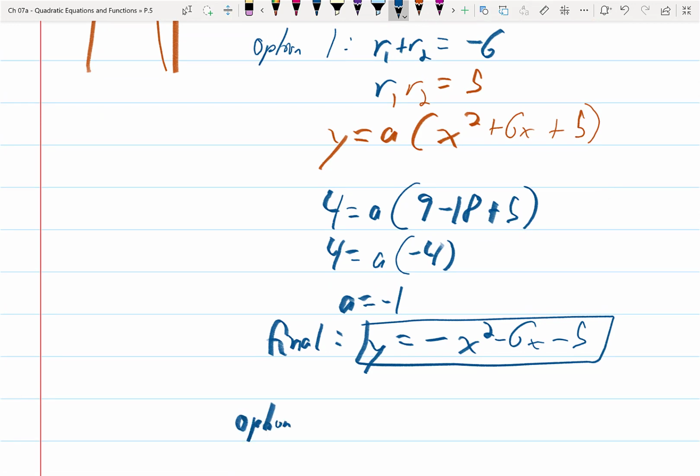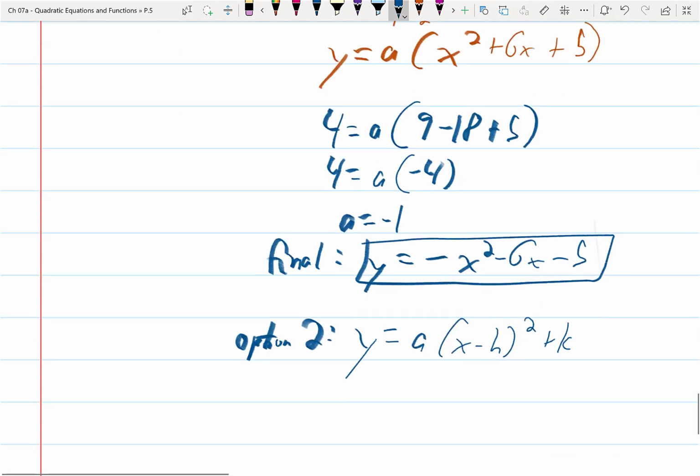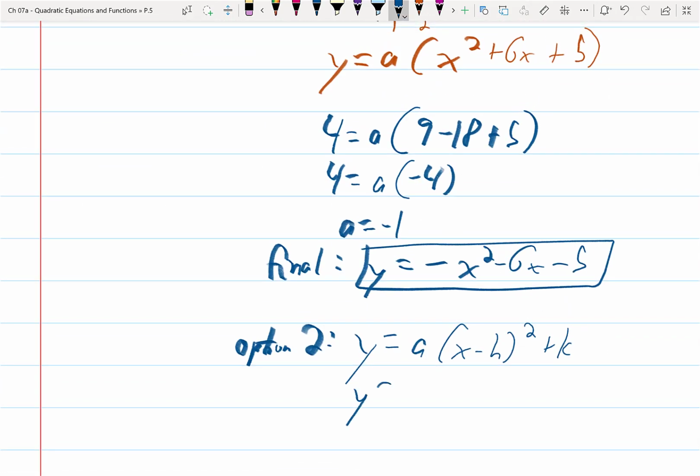Option 2. Oh, this is good for you guys to know, because we have the vertex. So maybe I could start with this form and plug the vertex in. Vertex is, looking back up, negative 3, 4. So y is equal to a times (x minus a negative 3) squared plus 4. I just plugged the vertex in.